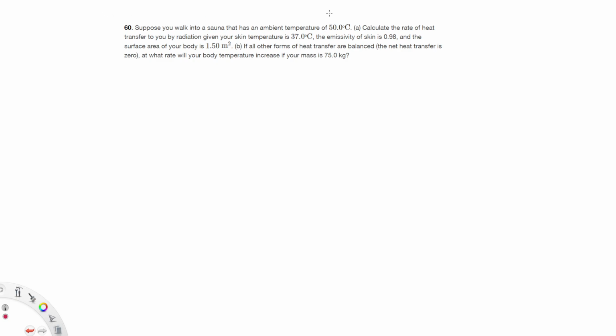So you walk into a sauna that is 50 degrees. That's pretty warm, 110 degrees Fahrenheit or so. Calculate the rate of heat transfer to you, given that your skin temperature is 37 degrees. The emissivity of skin is 0.98. That is, skin is really good at both absorbing and giving off radiation. And the surface area of your body is about 1.5 square meters.